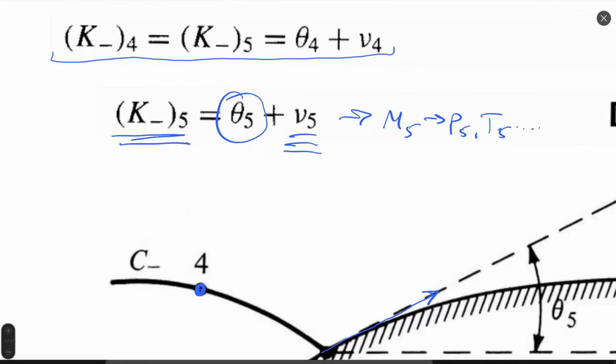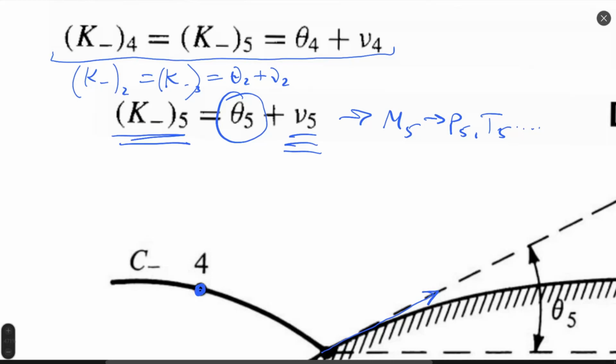Let's assume we had the characteristic starting at point 2. So K minus at point 2 was the same as K minus at point 3, and was the same as theta at point 2 plus nu at point 2. All these parameters we know. So we know K minus 2 and K minus 3.